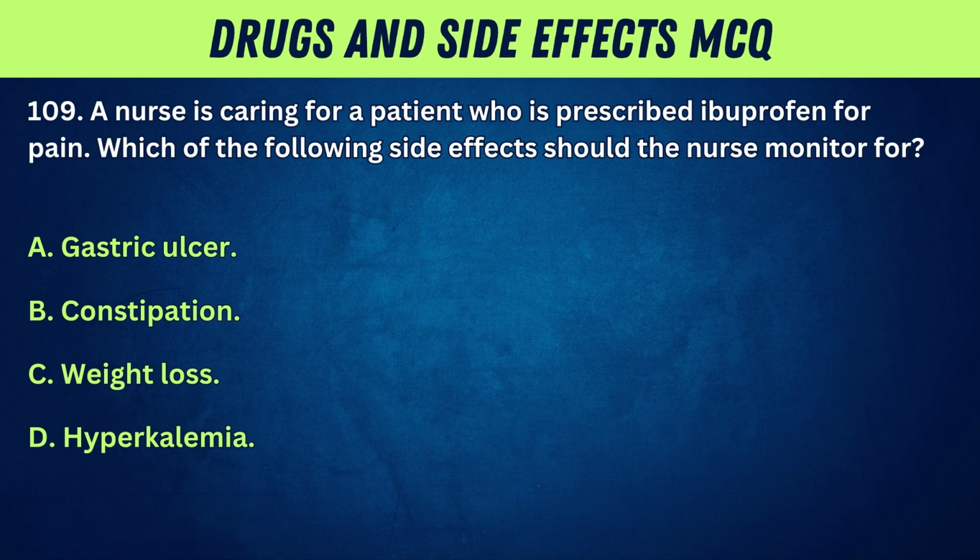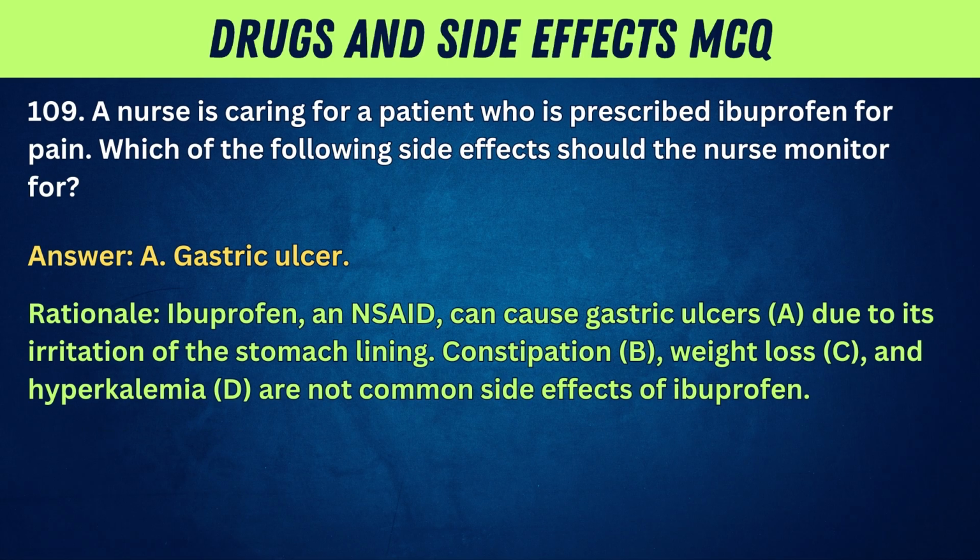109. A nurse is caring for a patient who is prescribed ibuprofen for pain. Which of the following side effects should the nurse monitor for? A. Gastric ulcer. B. Constipation. C. Weight loss. D. Hyperkalemia. Answer: A. Gastric ulcer. Rationale: Ibuprofen, an NSAID, can cause gastric ulcers due to its irritation of the stomach lining. Constipation (B), weight loss (C), and hyperkalemia (D) are not common side effects of ibuprofen.